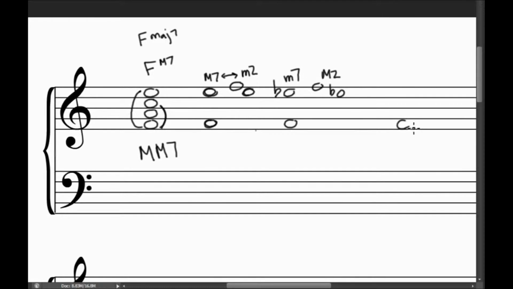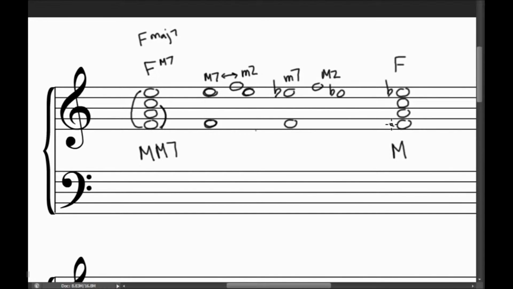On this side, we can do the minor 7th. So again, here's my F major chord. So I'm going to write my lead sheet symbol right here. And underneath, I'm going to write the quality of my triad. So this is a major triad, so here is a capital M. Now I'm going to add my minor 7th to it. So from F to E flat is my minor 7th.